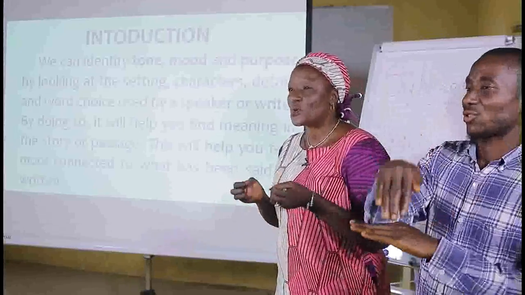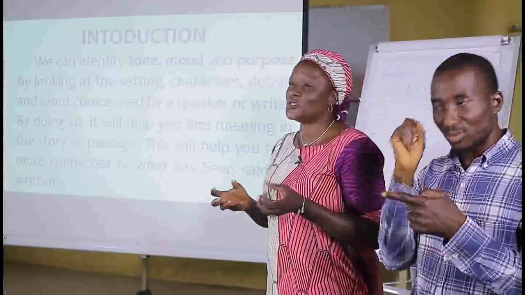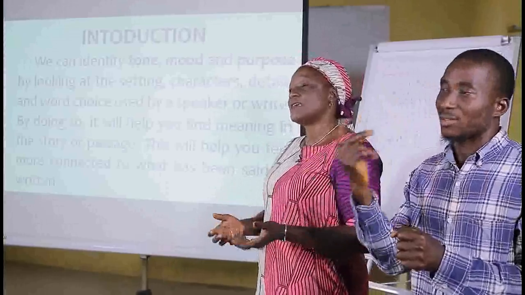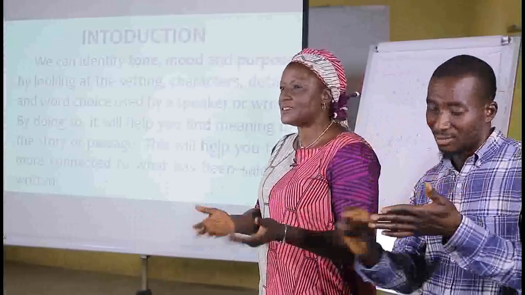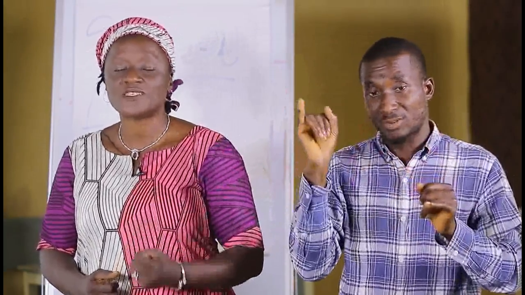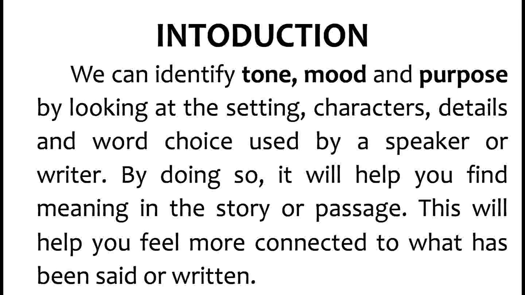All these things are things we need to consider for us to be able to get the tone, the mood, and the purpose or reason why the speaker is saying what he's saying or why the writer is presenting his writing. By doing so, it will help you find meaning in the story or passage. When you identify tone and mood and the reason for that, it will help you understand the passage better, it will help you understand the story better, and it will help you understand what the speaker is saying to you better. This will help you feel more connected to what has been said or written.